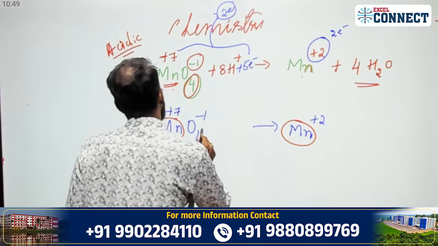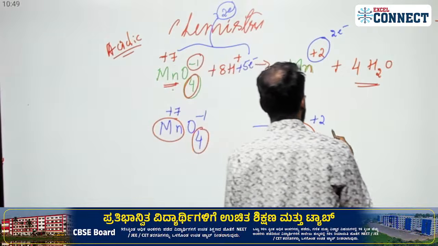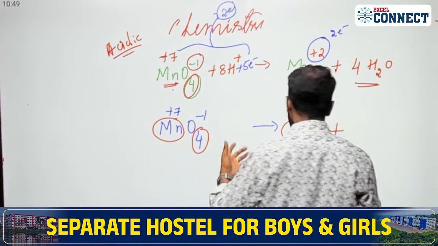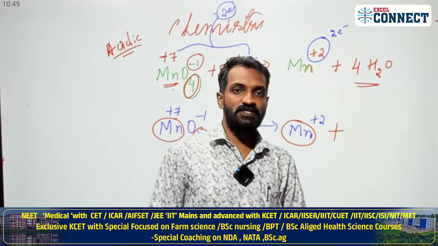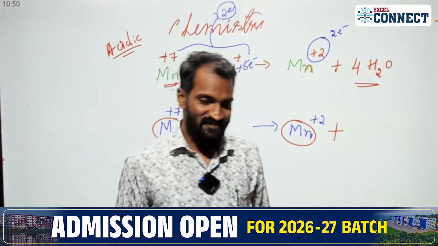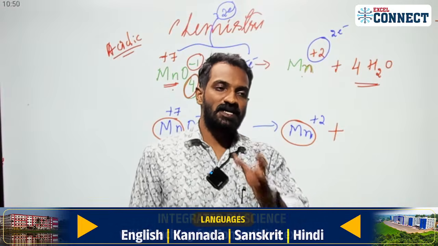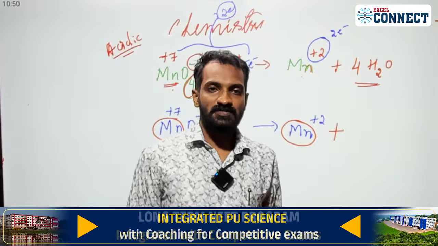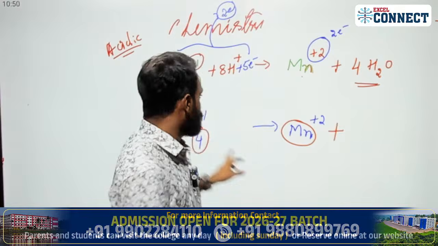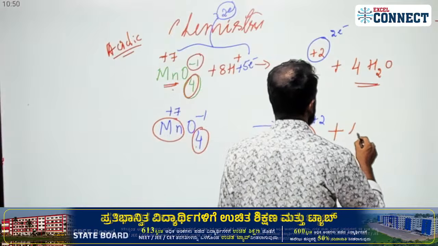Here 4 oxygen is there on the left hand side, but here 0 oxygen is there. Whenever you balance in acidic media, whichever side has a shortage of oxygen, that side you adjust with water. Do you get my point? So here, the shortage is 4 oxygen, so I must add 4 water here. That is the thing.